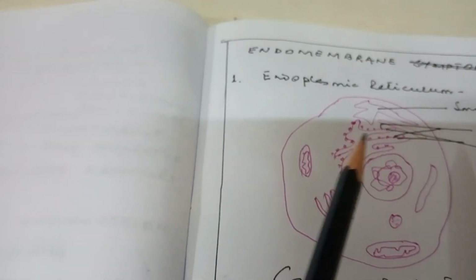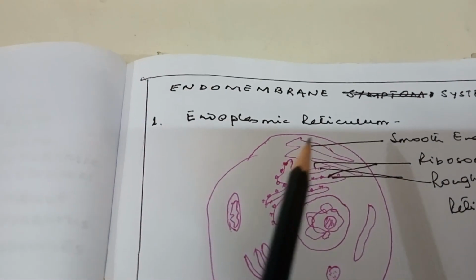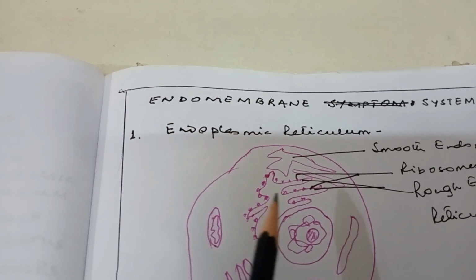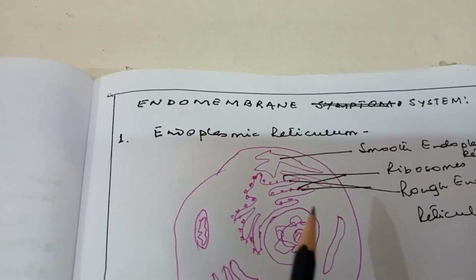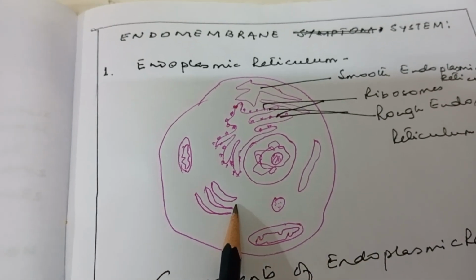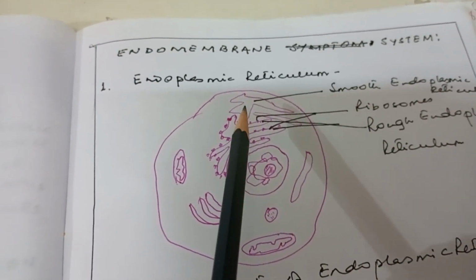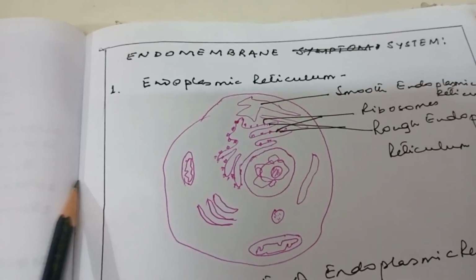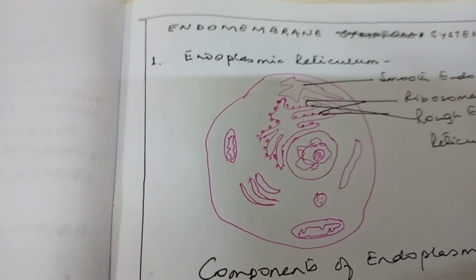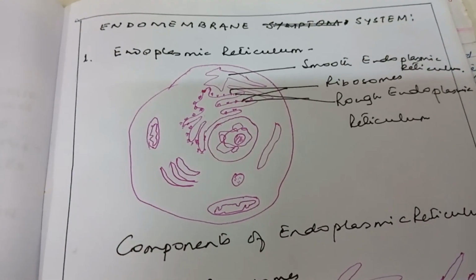So in this diagram we can see the endoplasmic reticulum. We'll come to the different types of endoplasmic reticulum, but this is a diagrammatic representation of the animal cell. This is the endoplasmic reticulum. This is also another type of endoplasmic reticulum. When we discuss the different subjects, we'll be coming to the different types of endoplasmic reticulum.